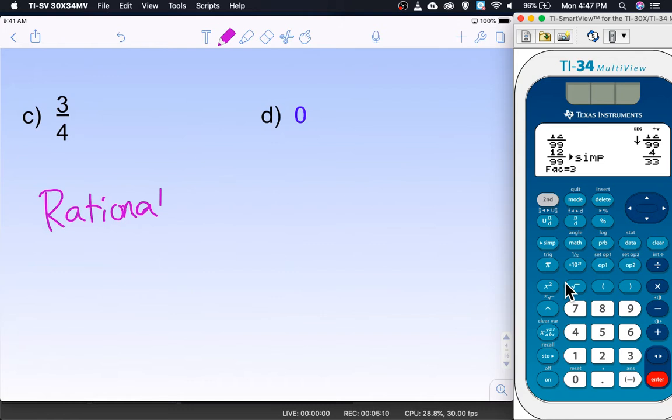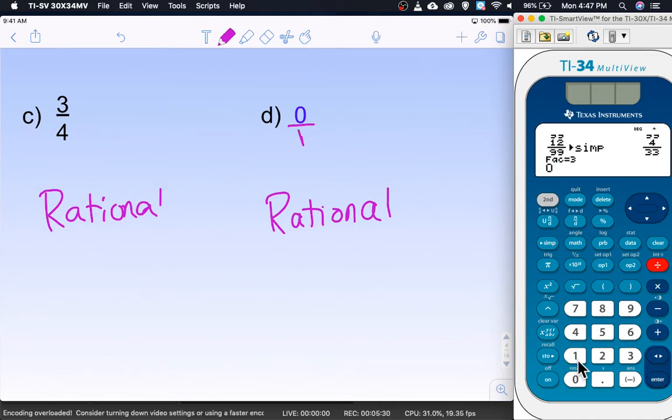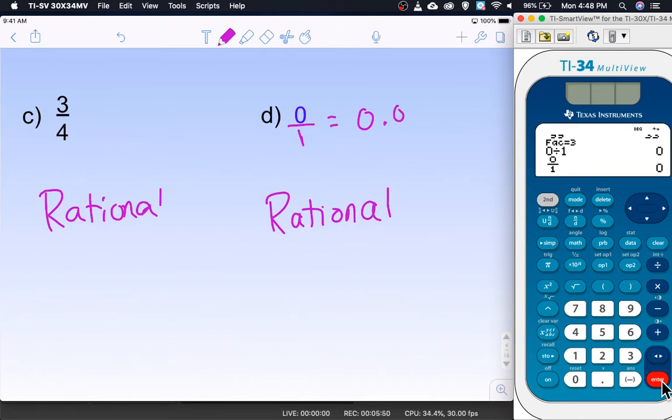Letter D, I want you to try that one. What do you think? Do you think 0 is a rational number? The answer is yes, it actually is, because I can write the number 0 as a fraction: 0 over 1. If I were to divide that on my calculator, 0 divided by 1 is 0. It's the same value. So yes, 0 is a rational number. Technically you could also write it as a terminating decimal, just 0.0. So lots of reasons it's rational.